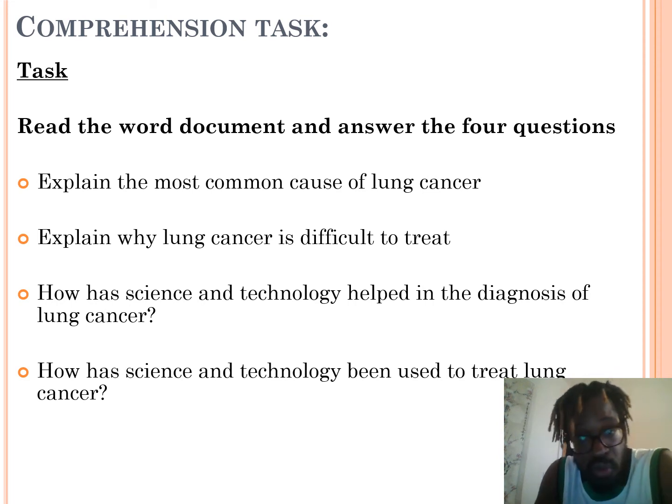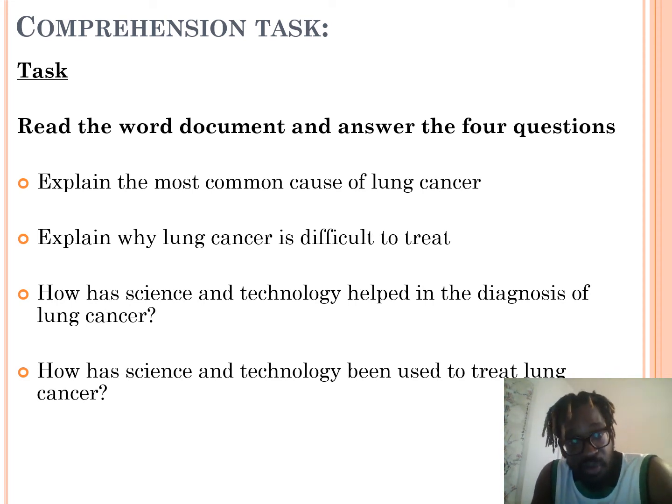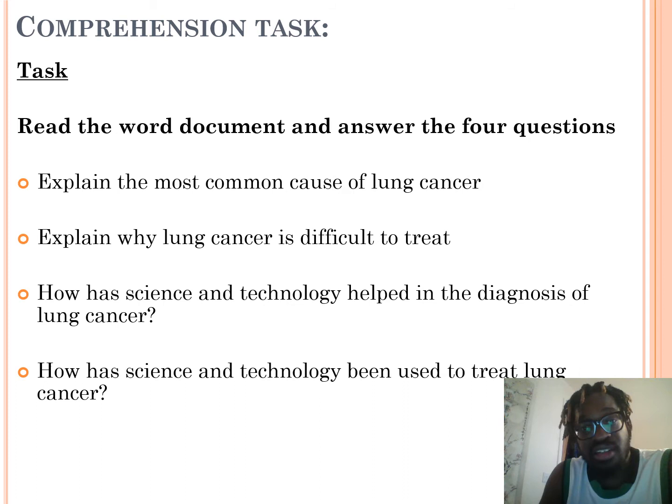Question 3 and 4 look like they're the same, but they're different. The third one is saying, how does science and technology help diagnose lung cancer? The fourth one is saying, how is science and technology used to treat lung cancer? So look at the Word document I've sent you in the email and read it, and just answer those 4 questions in full sentences, please.